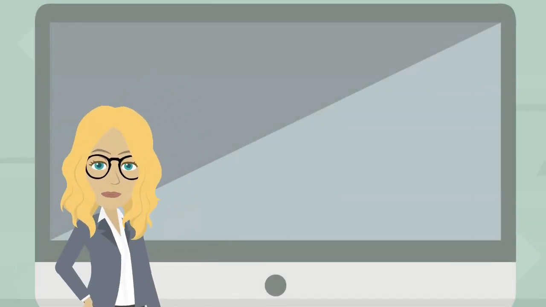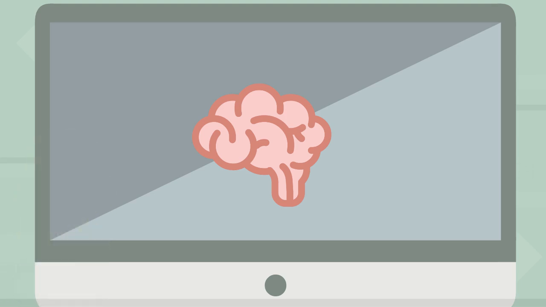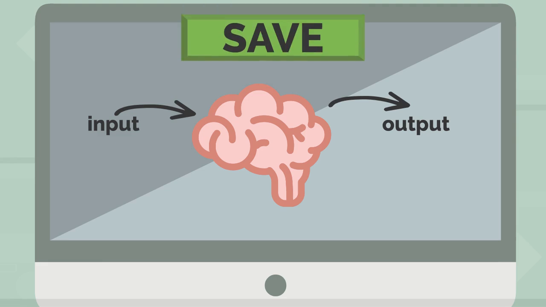Let's begin by imagining your brain as a computer. Information goes in, it gets processed, and then you get an output. Pretty simple, right? But here's where it gets complex. Unlike computers, our brains don't have a neat little save button.